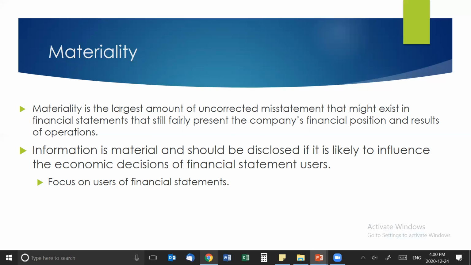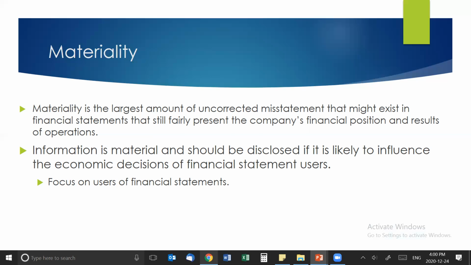They might be focused on the net income number as well, because they want to make sure that the net income is high enough for them to get paid out their dividends, or for them to keep investing. Maybe they want to decide to pull out of the company if it's not making enough net income. So you want to understand what the users are looking at in the financial statements, and that number forms your materiality amount.